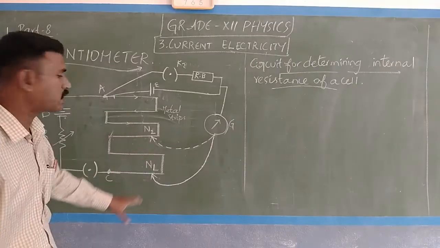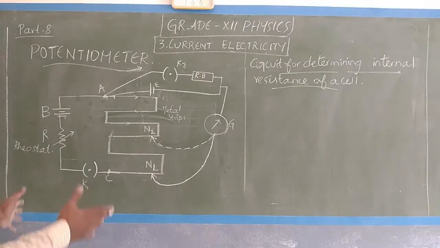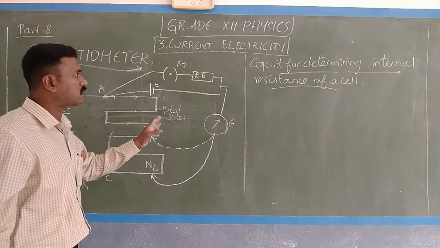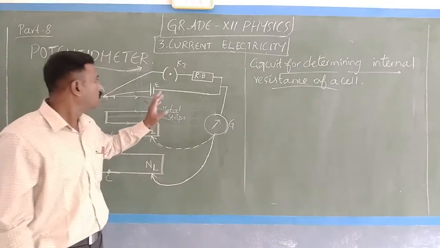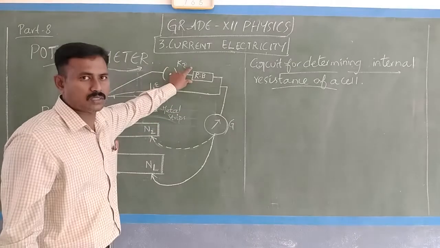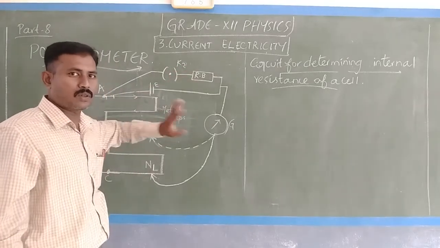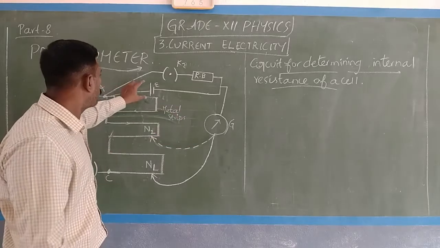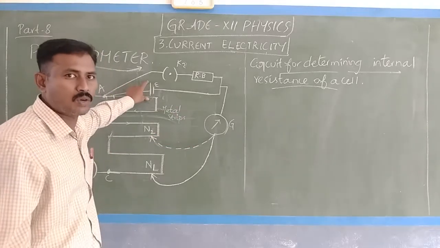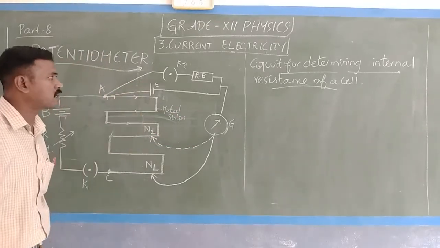The same arrangement, the metal strips. With this potentiometer, I am going to find the internal resistance. So this is the resistance box. A resistance box will have a resistance value. So we have only one cell, and for this we are going to find the internal resistance.